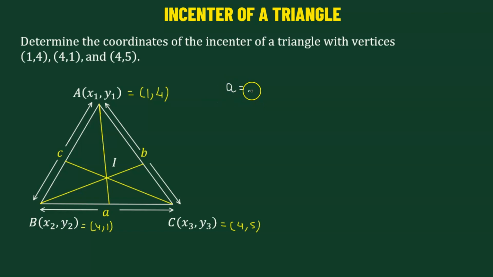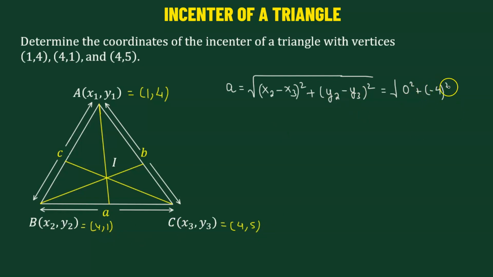So a, which is BC, all we have to do is use the distance formula. We'll take the square root. Underneath the square root, we need the difference of the x coordinates, so x2 minus x3, and then square this. We add it to the difference of the y coordinates, so that's y2 minus y3 whole square. Let's plug in the values. x2 is 4 and x3 is 4, so we have 4 minus 4, that's simply 0 squared. Then we add y2 minus y3, so we have 1 minus 5, that's negative 4 squared. This is going to give us the value 4.